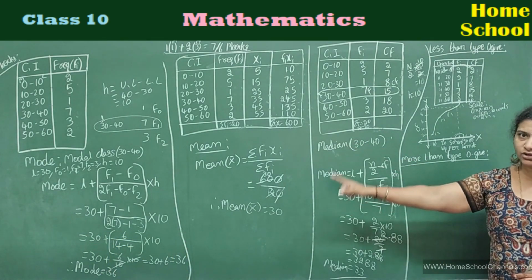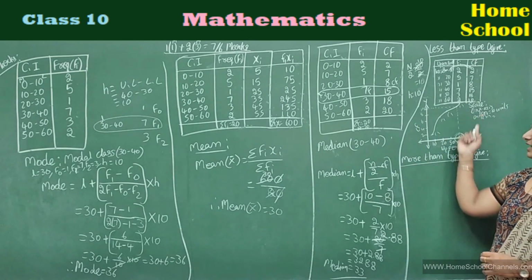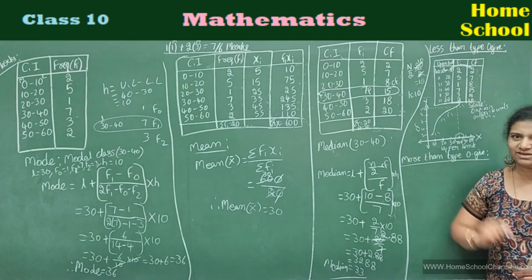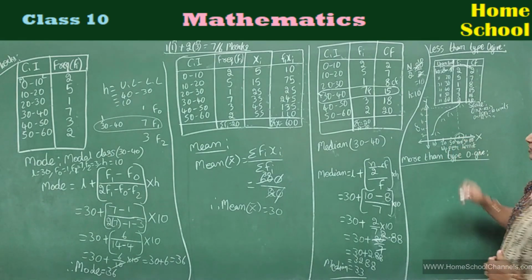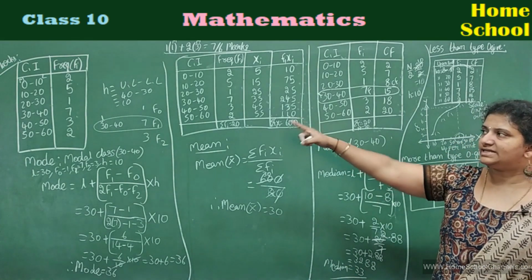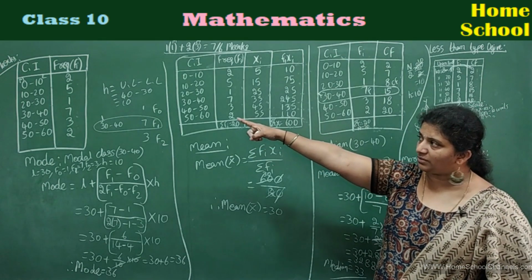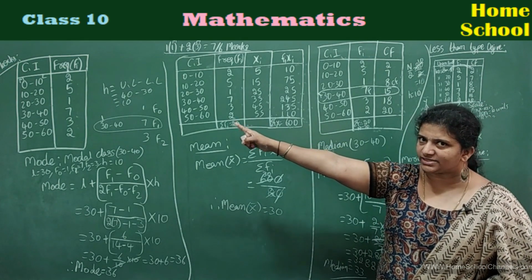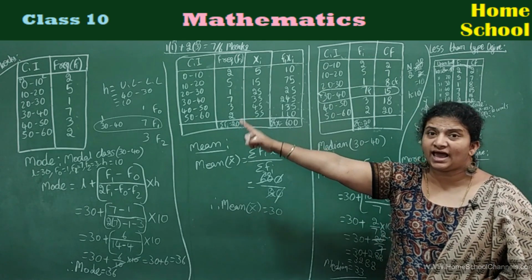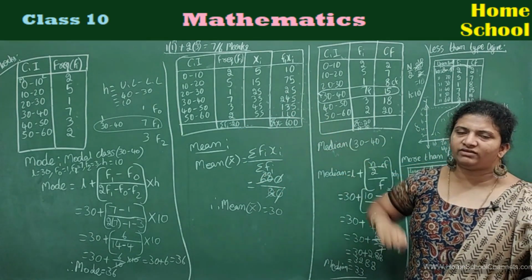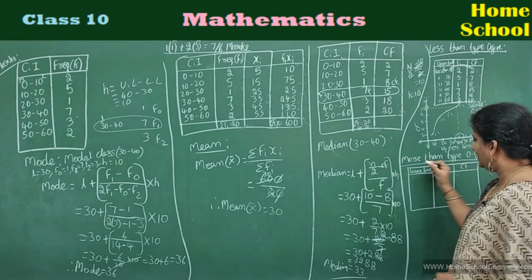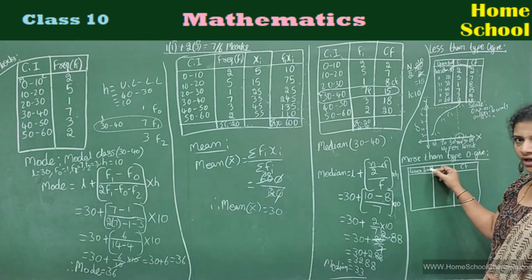Doing formula, you get the same answer, and by doing the graph, you get the same answer. Okay, coming to your more than type ogive, same question. See the question again, where you have kept M and L. Can you see carefully? More than type, I am talking. Which limit have you taken? Lower limit. Right here, lower limit.